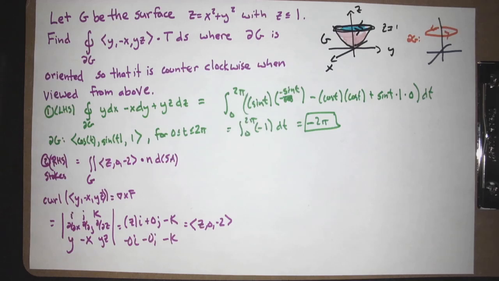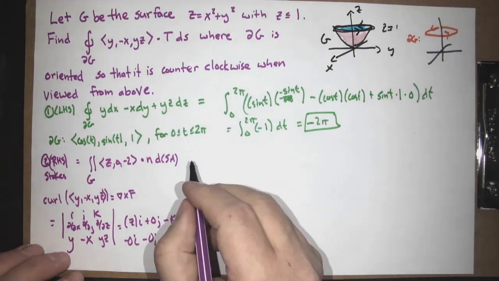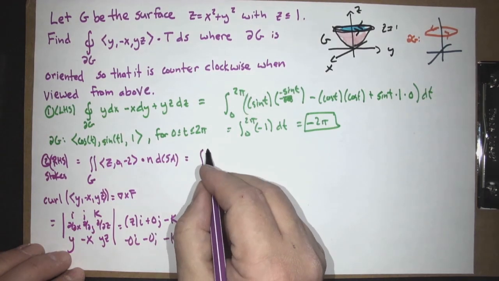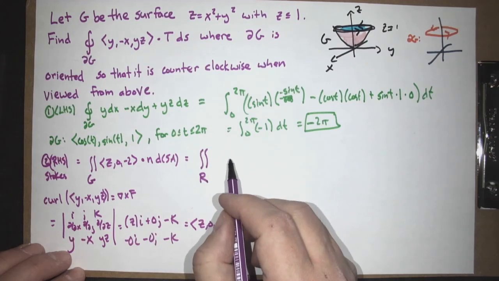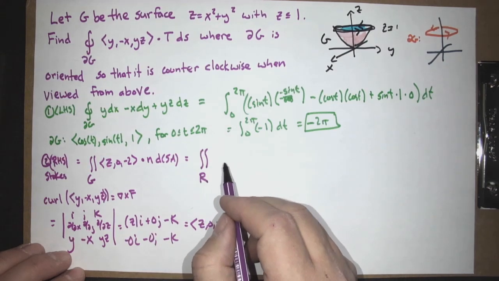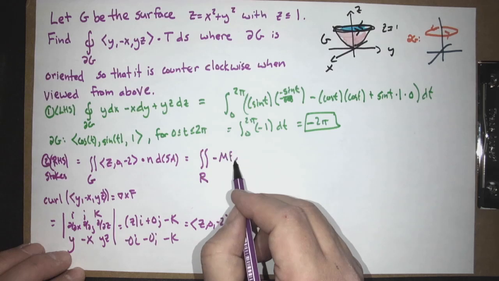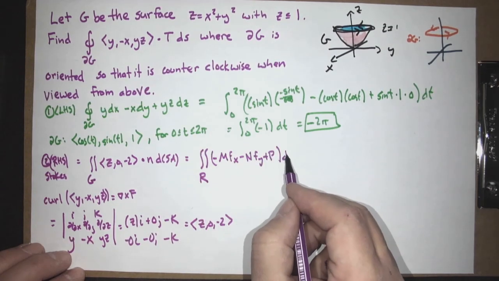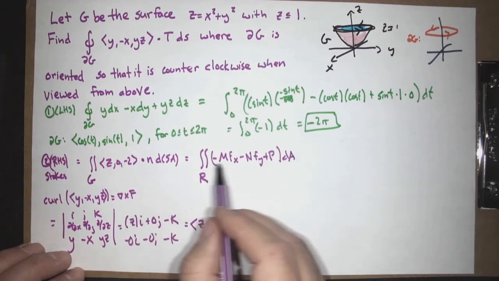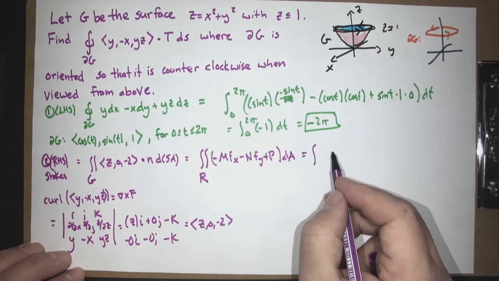All right, so we say, hey, this is a flux through a surface. According to our handy formula, a flux through a surface is the integral over our region. We'll talk about that region in just a second. We have our minus M f_x minus N f_y plus P dA. That's our generic formula for flux through a surface. So we need to fill in some pieces here.